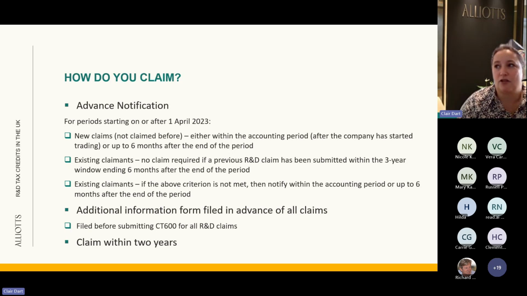So if we say, for example, your company period is the 1st of January 24 to the 31st of December 24, then you'd need to notify them within the 1st of January 24 up to the 30th of June 25.